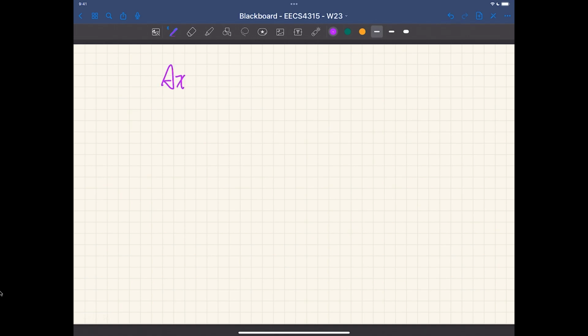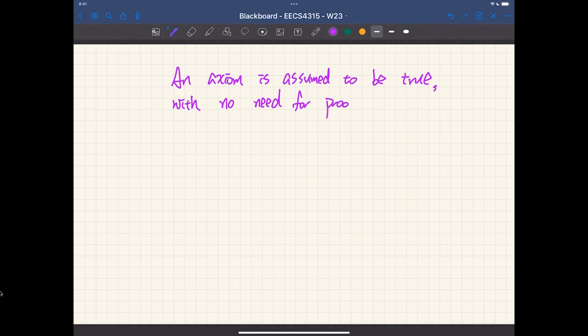So when we talk about an axiom, let me put it this way. An axiom is assumed to be true, with no need for proofs. Okay, that one is good.